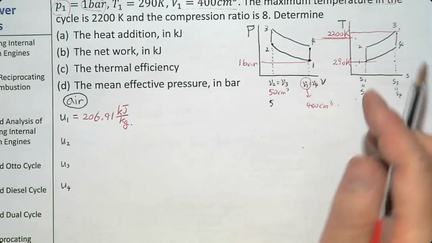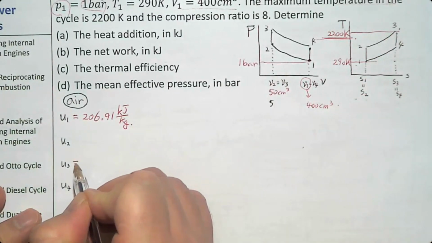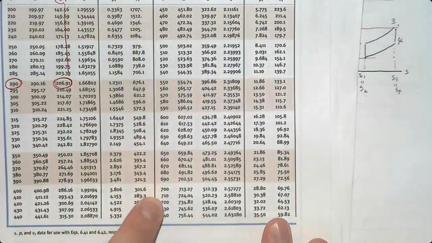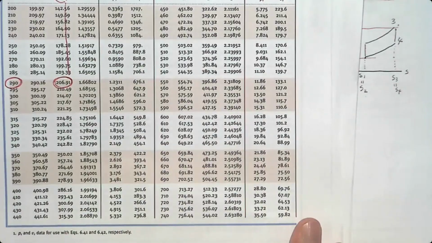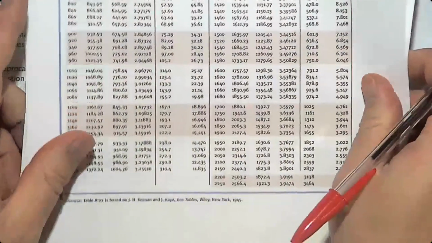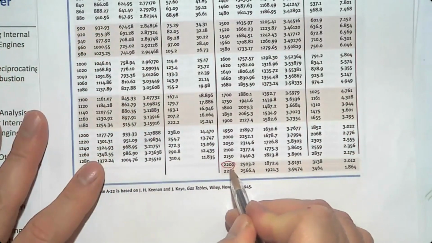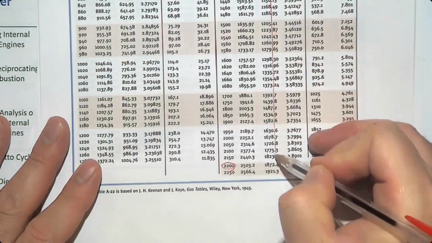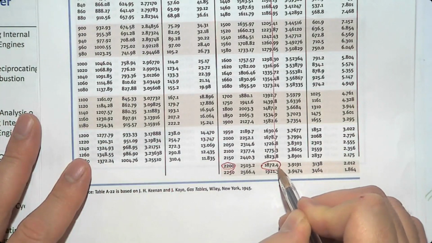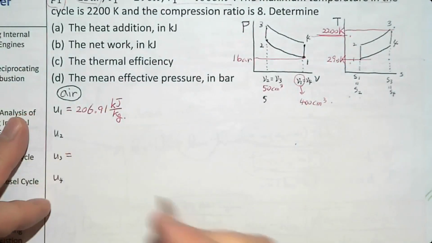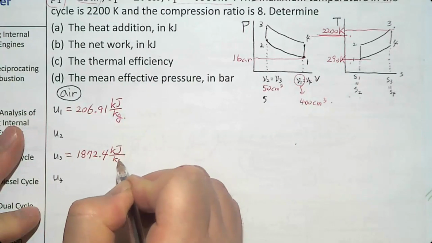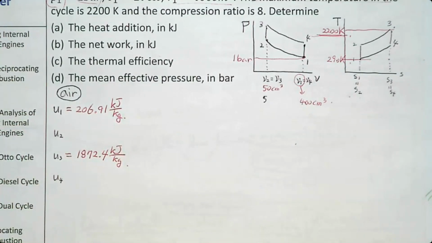T3, 2200. So let's find U3 from the same table. Where is 2200? Not here. So let's go to the next slide. Next page. 2200 is here. And internal energy U is going to be this number, 1872.4. Am I right? Yeah. 1872.4 kilojoule per kilogram. Now the problem is U2 and U4.